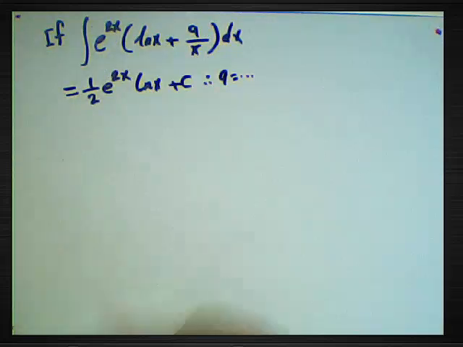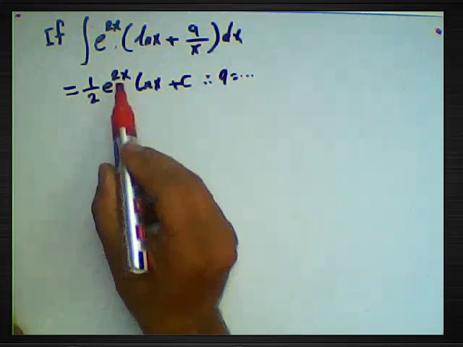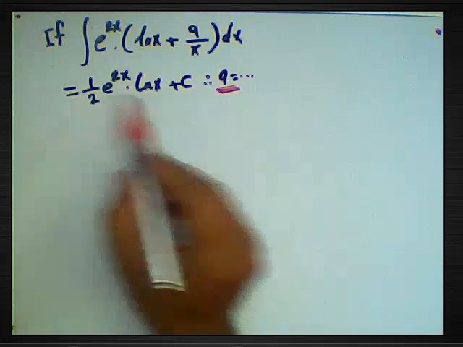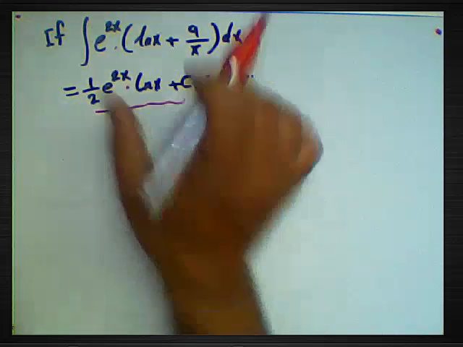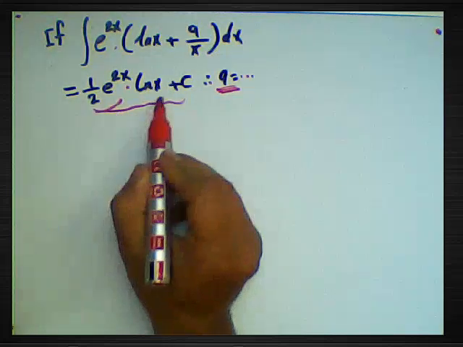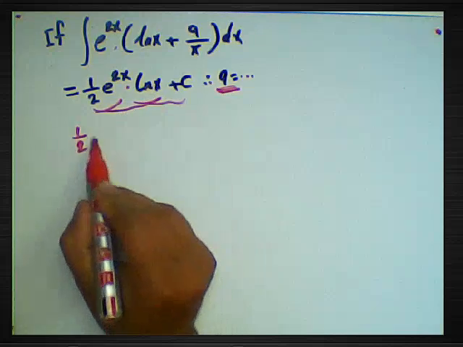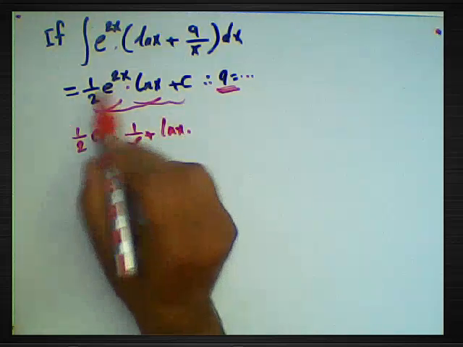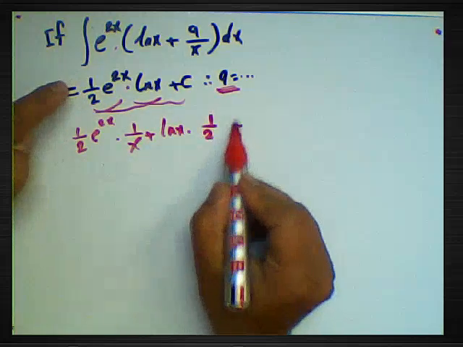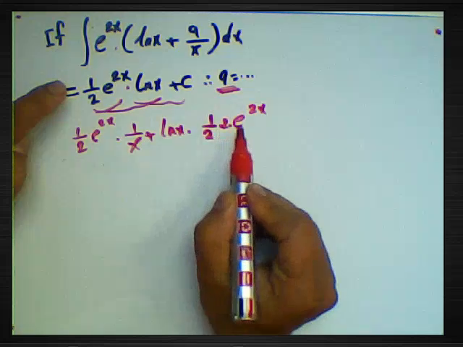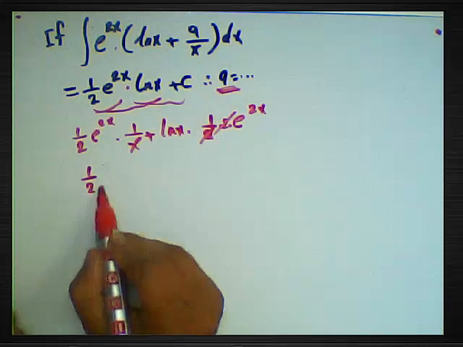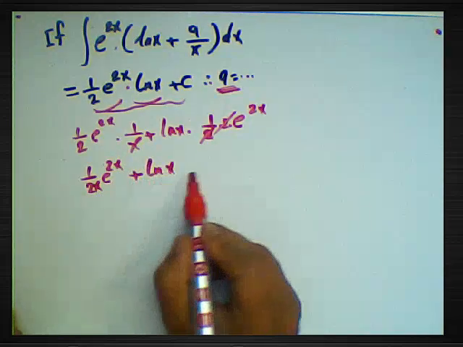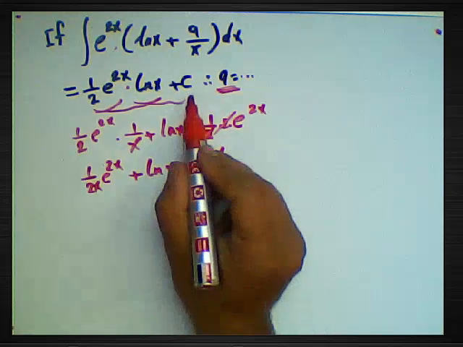The integration of e power 2x multiplied by ln of x plus e over x dx equals a half e power 2x multiplied by ln of x plus constant. We must find the unknown a here. We can solve this example by differentiating this function, and the derivative of this function will equal this result. We have two terms here. First, half e power 2x multiplied by the derivative of the second, plus the second multiplied by the derivative of the first, right? The derivative of e power 2x will be 2 e power 2x. We can cancel 2 by 2 and the result will be half e power 2x with x in the denominator, plus ln of x dot e power 2x, and the derivative of the constant is 0.